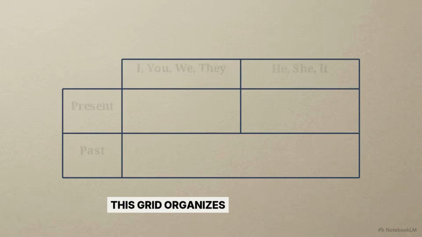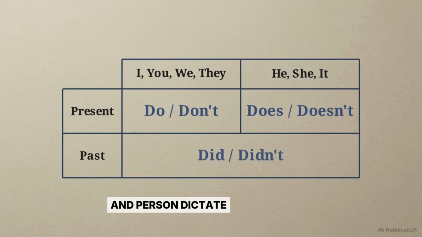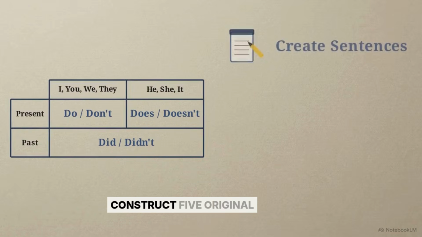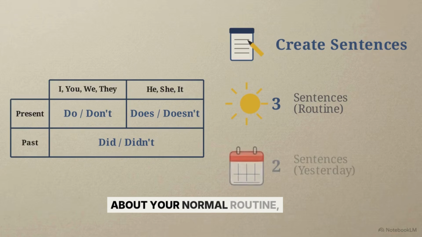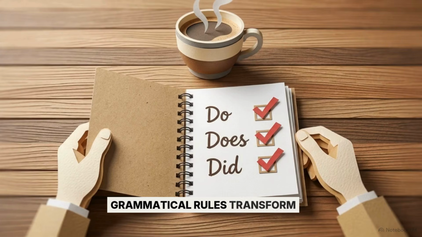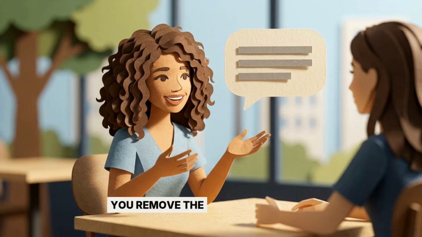This grid organizes every variable we've learned, showing how time and person dictate which helper you use. Before finishing, construct 5 original sentences about your day, 3 about your normal routine, and 2 about yesterday. Grammatical rules transform into fluency through repetition. By practicing these patterns daily, you remove the need for conscious translation during a conversation.